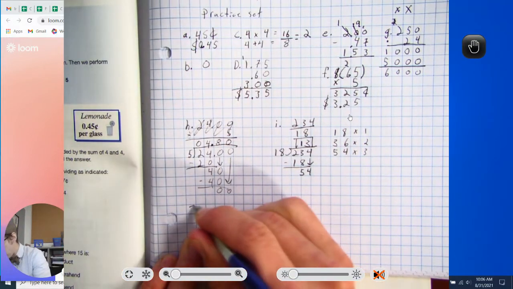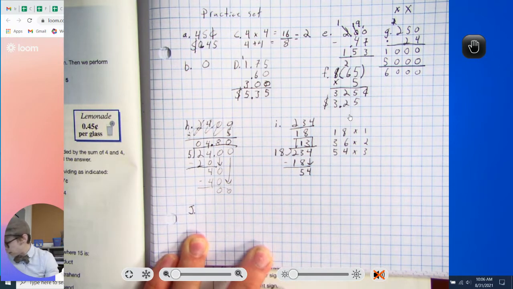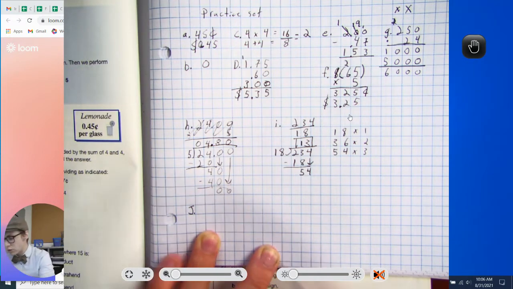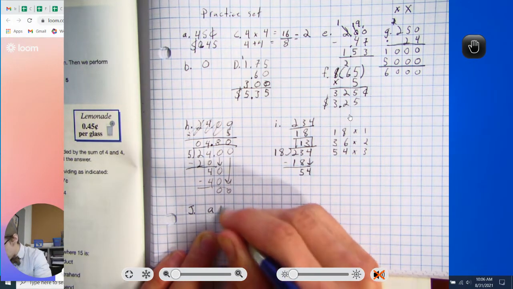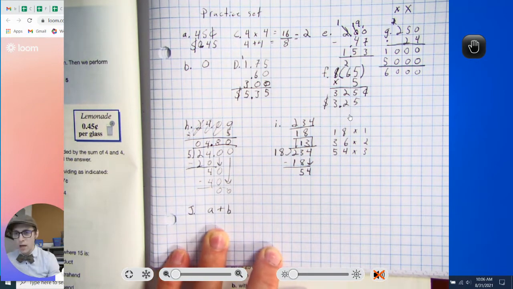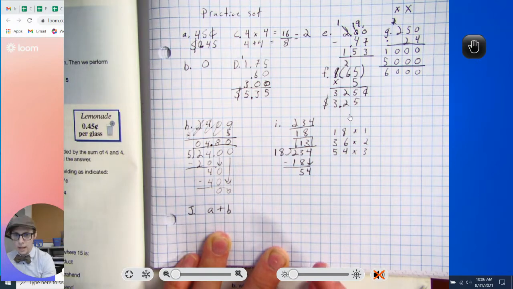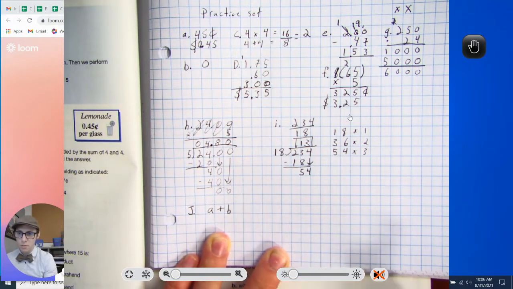J. Evaluate each expression for A equals 20 and B equals 4. Okay, so now you're starting to get into a little bit more algebra, this idea of variables, where you have an expression that says A plus B. When we have this, these are letters, right? A plus B, that doesn't make a lot of sense. But what we're doing is using these letters to stand in for certain numbers. That way we can change the equation and it can help us out.